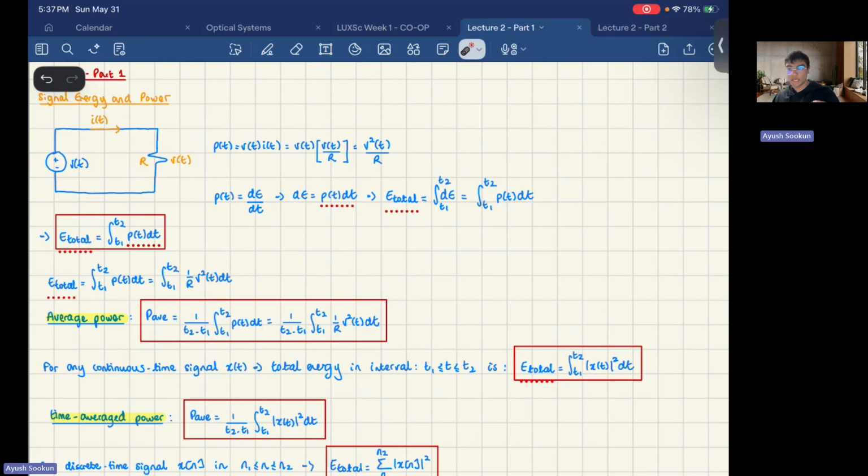But when you're talking about a signal, that 1 over R, I want you to forget it as a 1 over R resistance. Just think about it as an integer scaling factor.